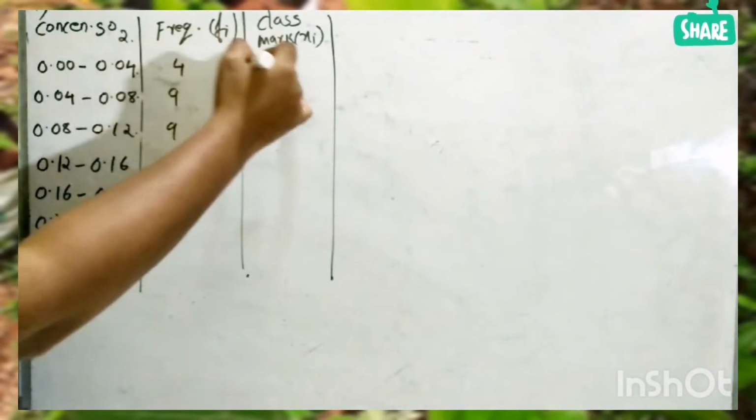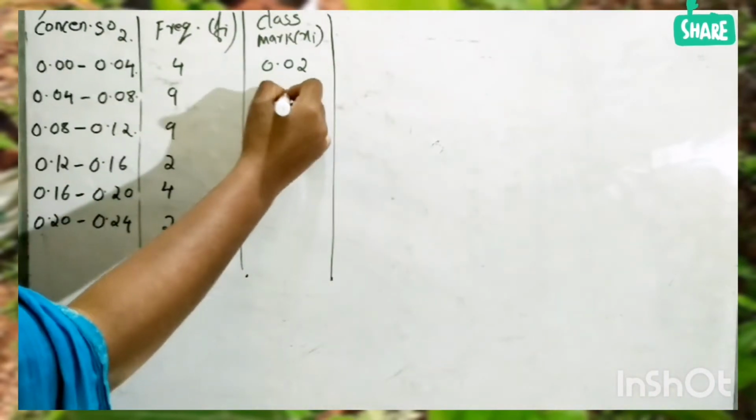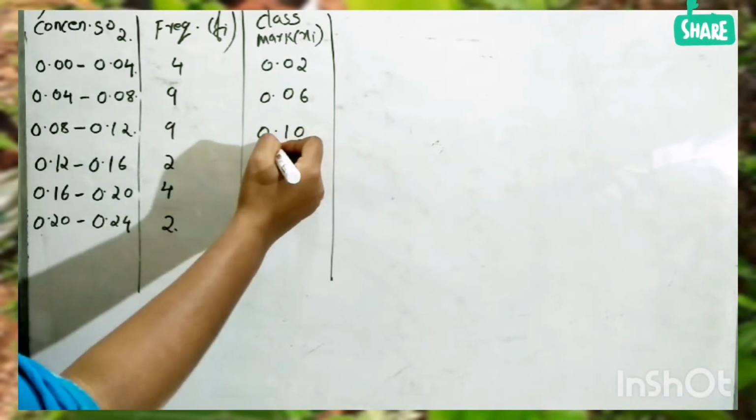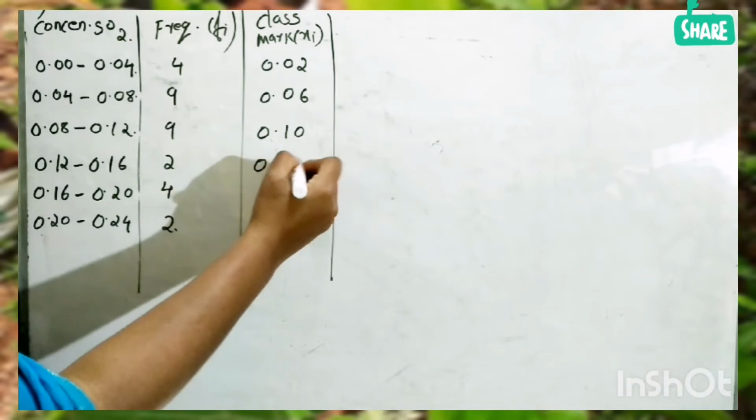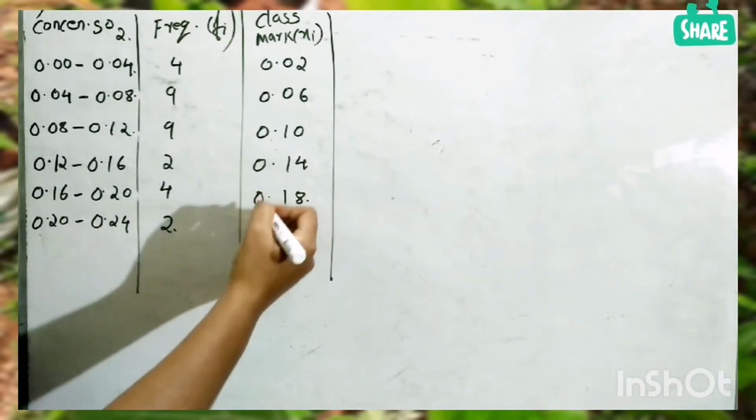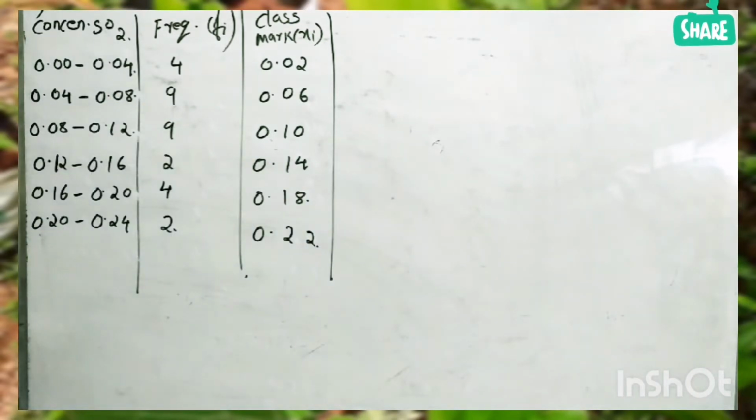Class mark is lower limit plus upper limit by 2: 0.02, 0.06, 0.10, 0.14, 0.18 and 0.22. Here you can use the direct method, no problem, because the values we have are small values, or you can use the assumed mean method. That is up to you.